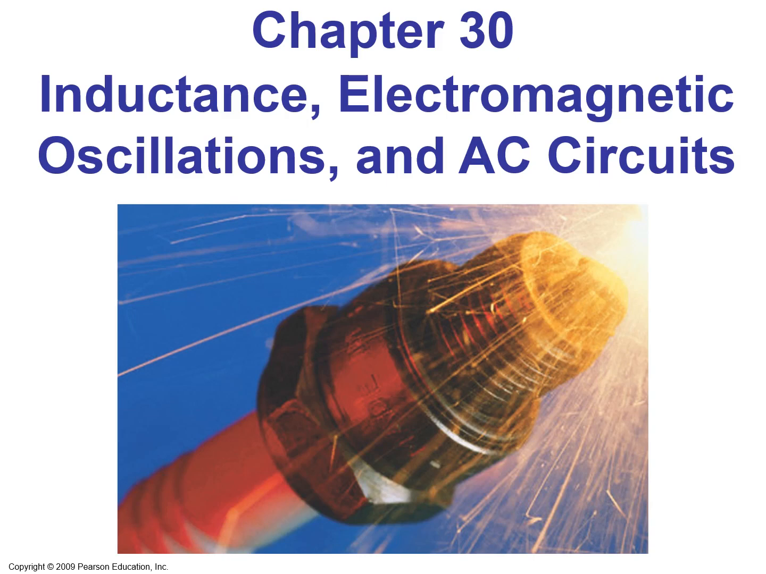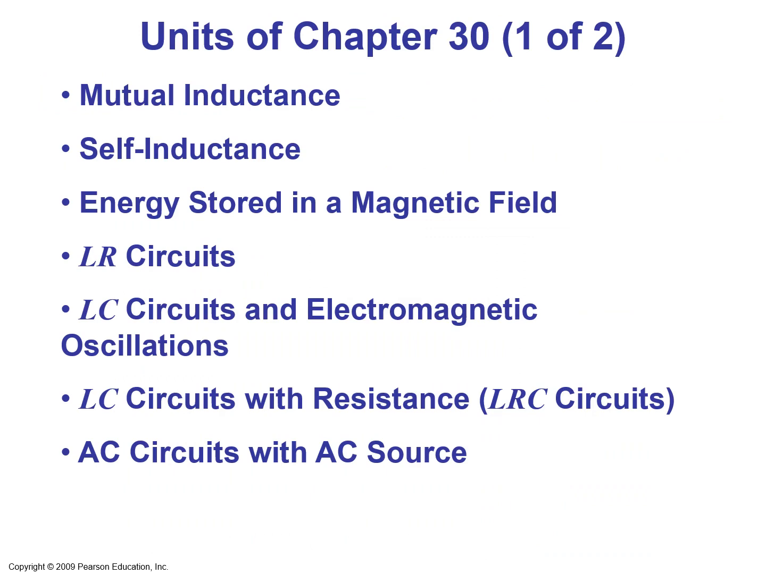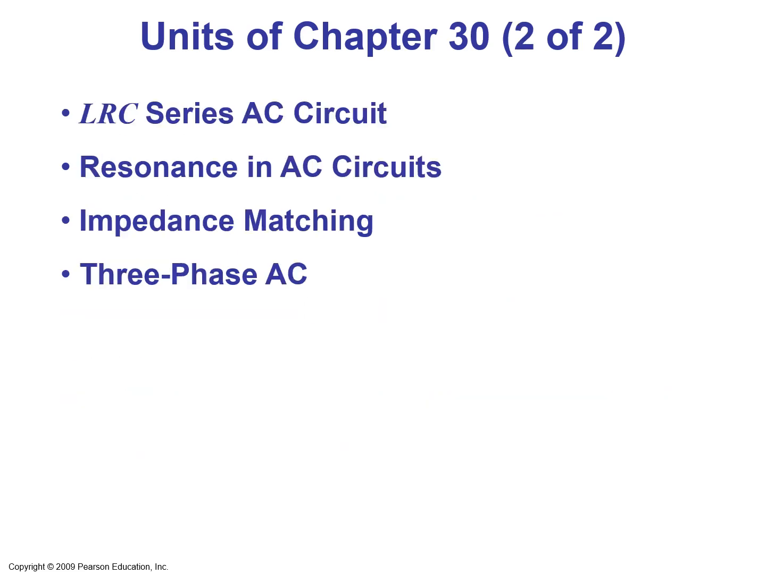Chapter 30: Inductance, Electromagnetic Oscillations, and AC Circuits. We will cover these units in this chapter: mutual inductance, self-inductance, energy stored in a magnetic field, LR circuits, LC circuits and electromagnetic oscillations, LC circuits with resistance, LRC circuits, AC circuits with AC source, LRC series AC circuits, resonance in AC circuits, impedance matching, three-phase AC.